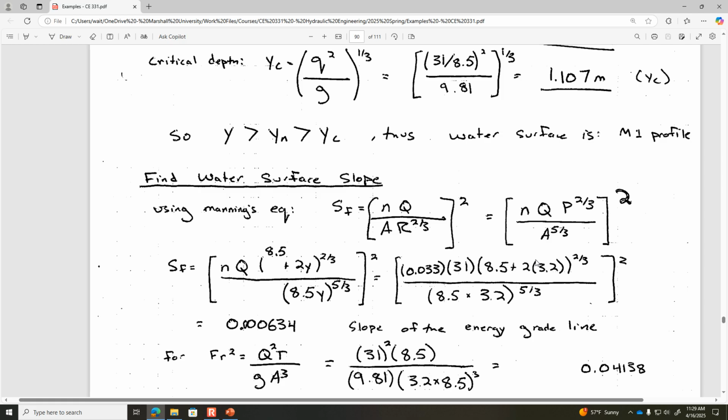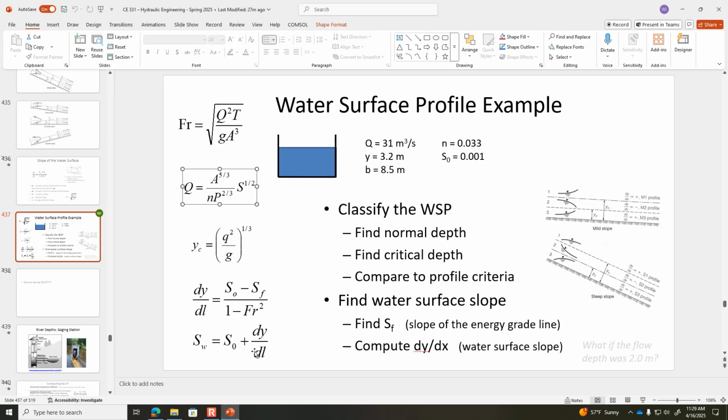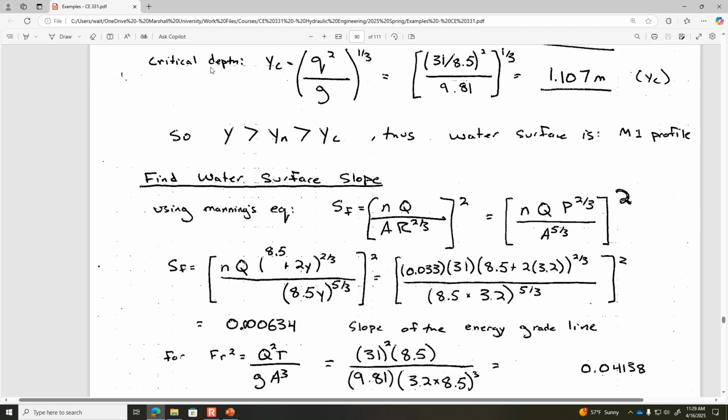And then we also want to have the Froude number because we're putting it into the process equation. So S naught is given. We need to calculate the Froude number and the slope of the energy grade line in order to find dy/dx. So let me pause for a second, give you a chance to write all this down for the slope of the energy grade line and the Froude number.